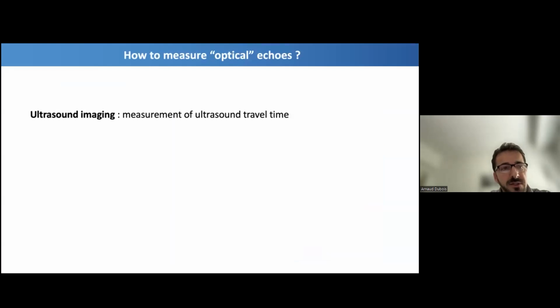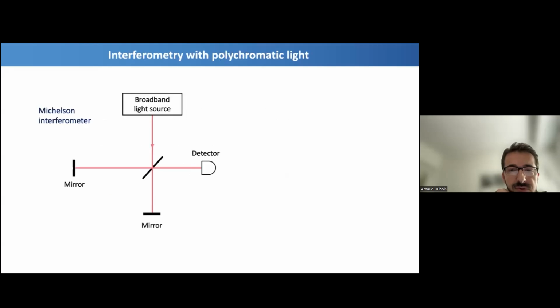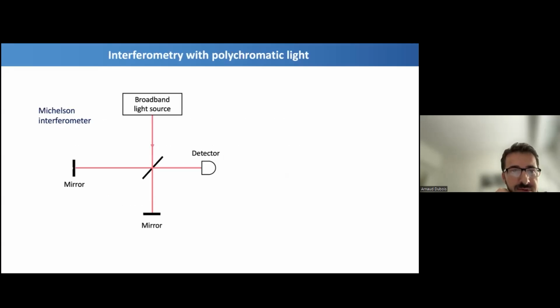In ultrasound imaging, the tissue structures are localized by measuring the travel time of ultrasound. This measurement is not possible with light, as light propagates much too fast, around 100,000 times faster than sound in tissues. So to get around this problem, an indirect measurement is made using interferometry. So let's talk about interferometry a little bit.